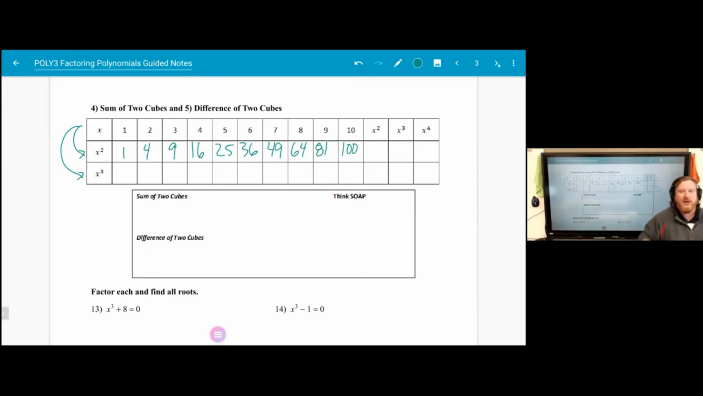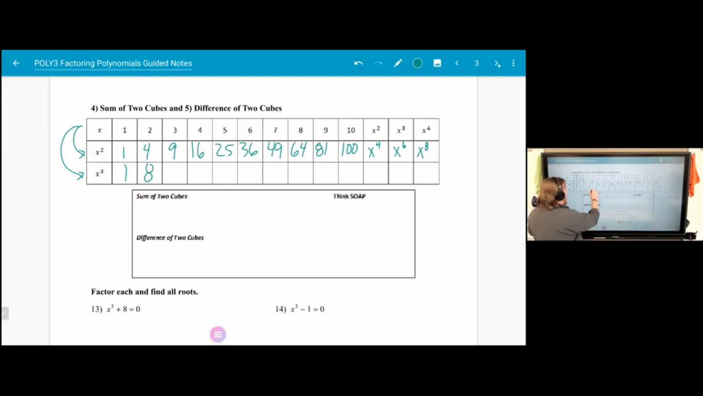X squared squared, you multiply the exponents, you get x to the 4th. X cubed squared is x to the 6th, and x to the 4th squared is x to the 8th. Ooh, interesting. Let's take a look at our cubes now. 1 cubed, or 1 times 1 times 1, is 1. We have 2 cubed, 2 times 2 times 2. In other words, we're kind of doing like 2 times 4 here. It's another 2, so I end up with 8.